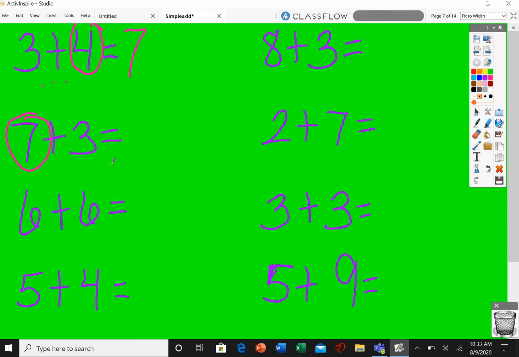And I'm going to do the dots on this one since you can't see my finger. But 7, 8, 9, 10. Hopefully you got 7 plus 3 equals 10.